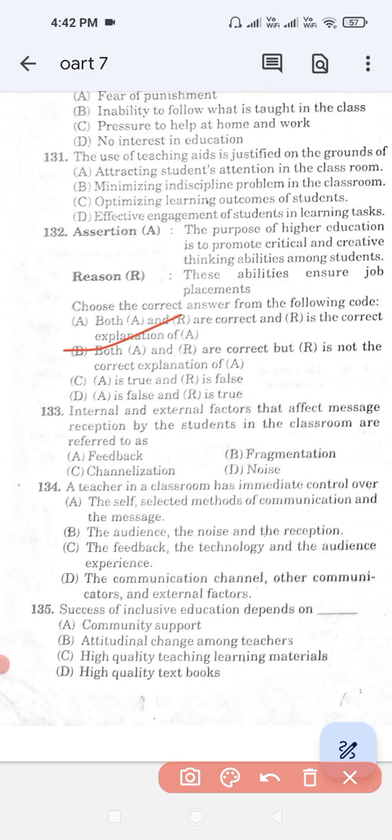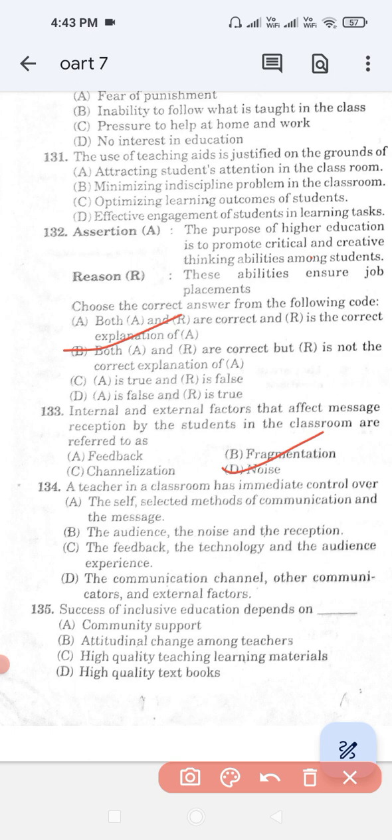Now question number 133. Internal and external factors that affect message reception by the students in the classroom are referred to as. Option A, feedback. Option B, fragmentation. Option C, channelization. And option D, noise. So, internal and external factors that affect message reception by the students in the classroom are referred to as option D, noise. Option D is the correct answer.